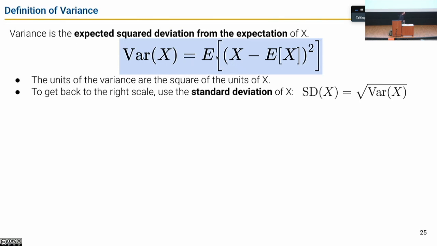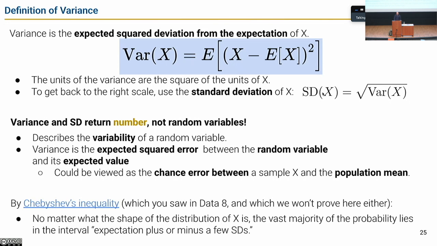The units of variance are in squared whatever x was, which is often hard to think about. So there's also the concept of the standard deviation, which is just the square root of the variance. It's another operator, just like variance, the standard deviation operator. So as before, variance and standard deviation return a number, not random variables. They describe the variability of that variable.